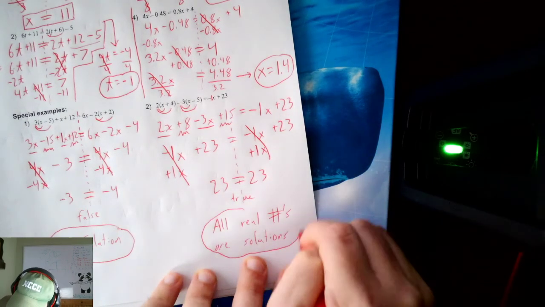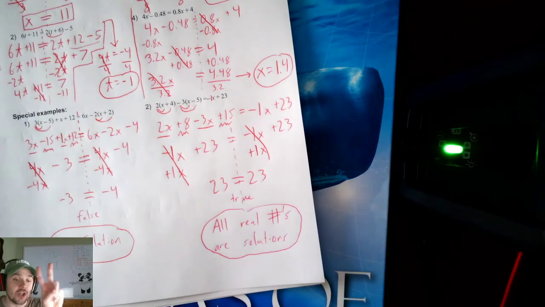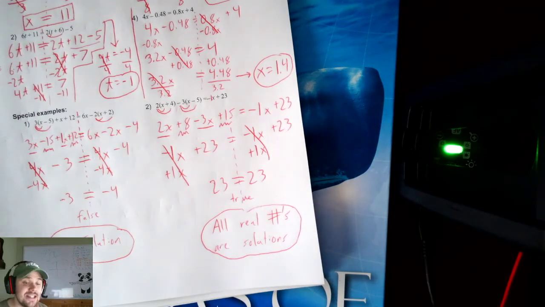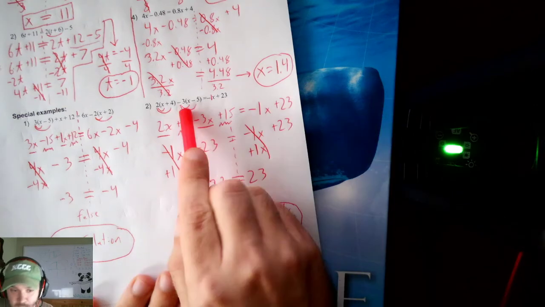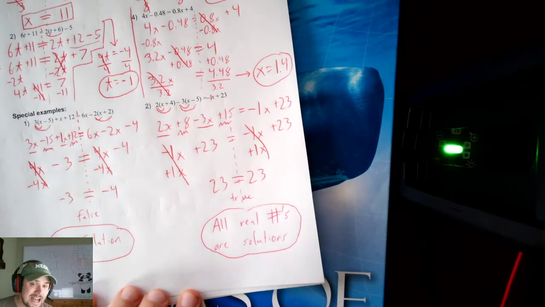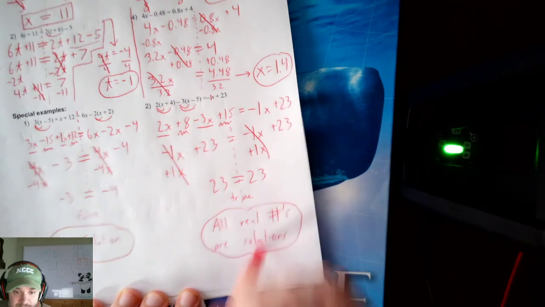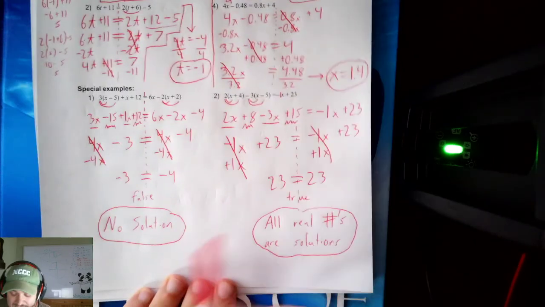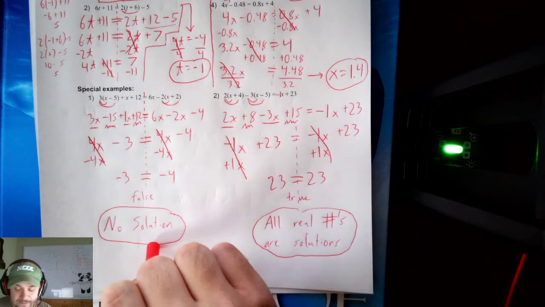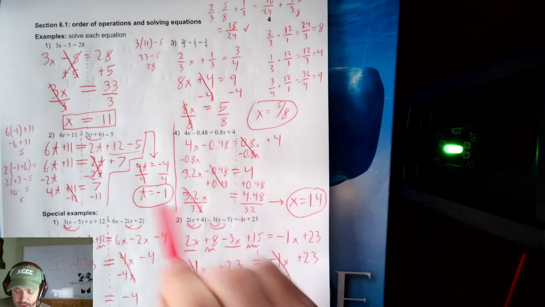Every number in the world will work. You plug in 2, it'll work. You plug in negative 3 million, it'll work. You plug in pi, it'll work. Any number you plug in will solve this equation. It has every number as its solution. Every number will work out. This has infinitely many solutions, whereas this had no solutions. These each had one solution.